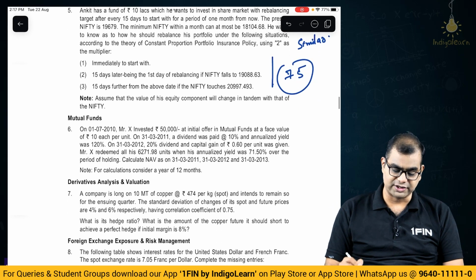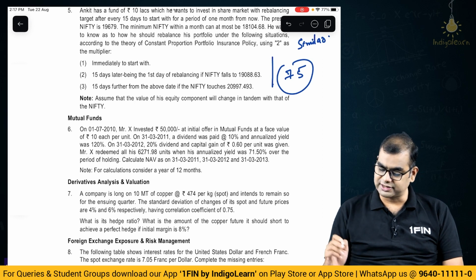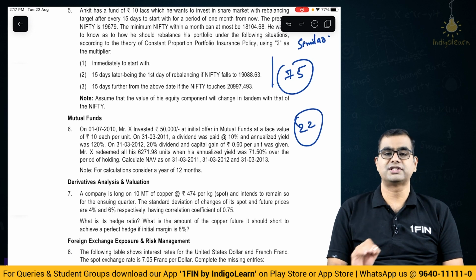Then coming to mutual funds. Somebody invested 50,000 rupees in a mutual fund at initial offer at a face value of so and so, dividend is paid, yield is so and so. Calculate the NAV on closing dates. This is equal to question number 22 in the compiler.